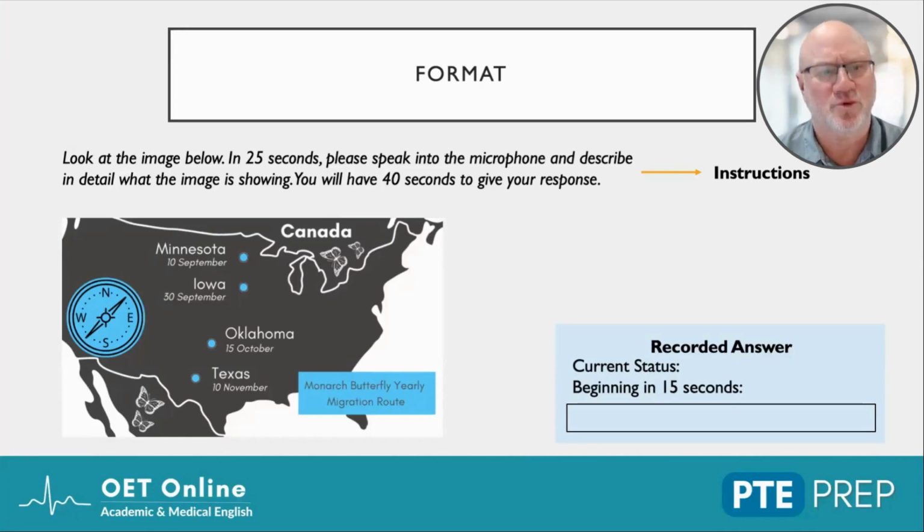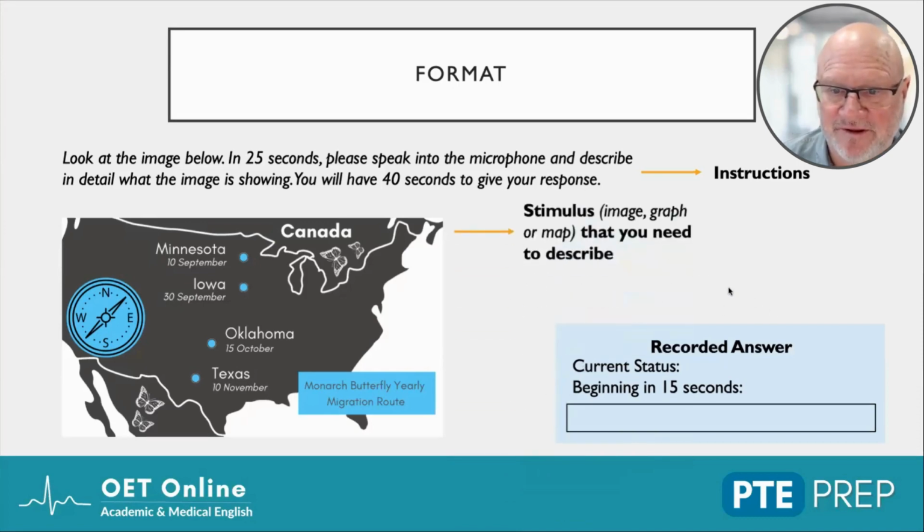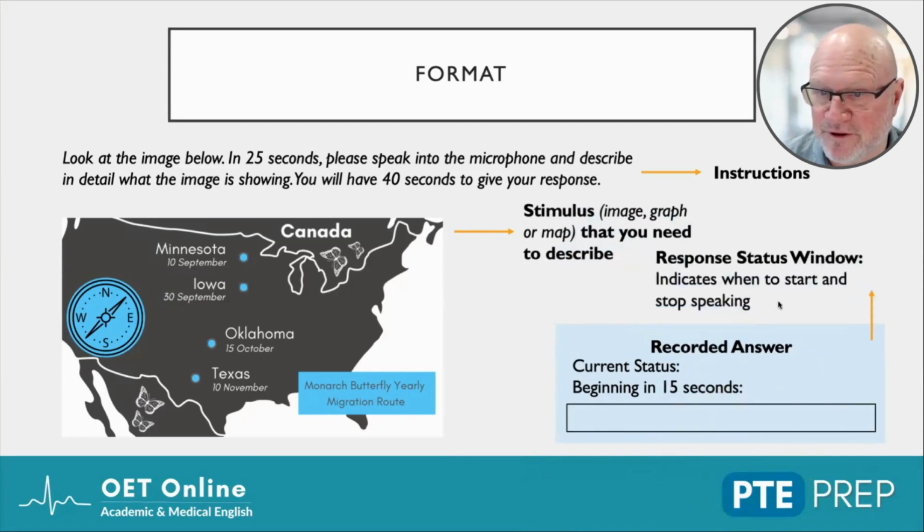So that tells you a lot right there. You've only got 25 seconds. It's not a long time. You'll be able to make a few notes, analyze it, but that's all. It says describe in detail. Yes, some detail, but we'll talk more about how much detail shortly, as you've only got 40 seconds to describe that image. It's not a long time. But that is your stimulus. And then you've got another box here, the response status window, and that indicates when to start and stop speaking.